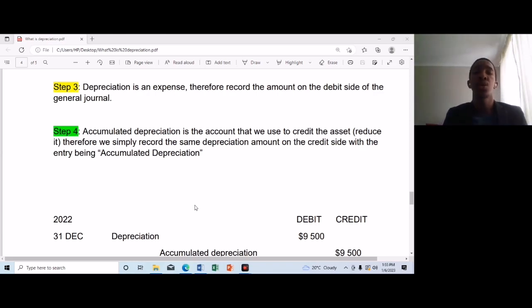We use this account to credit the asset, or otherwise to reduce the asset, so that in the statement of financial position, or the balance sheet, we can show the net asset value of the machine. We use accumulated depreciation because depreciation is an expense and there are no expenses in the balance sheet. So we have to create an account known as accumulated depreciation that will be used to credit the asset and therefore show us the true value, or the net asset value, of the machine at the end of the year.